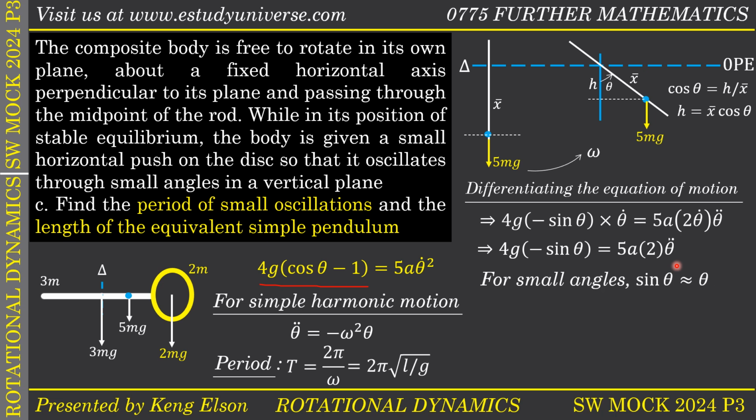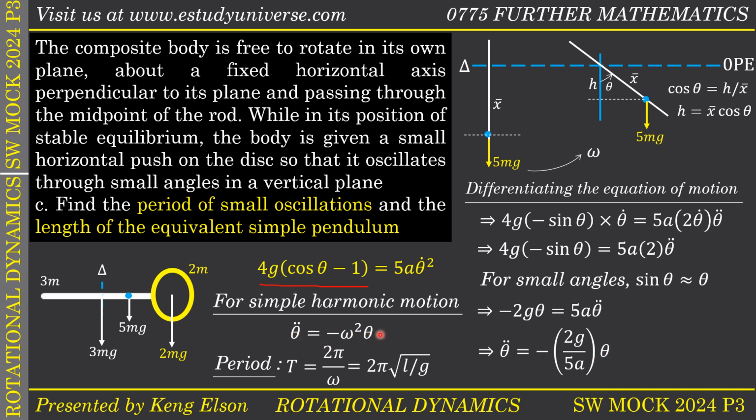Now remember that we are dealing with small angles because theta is a very small angle according to what the equation says, and for small angles sine theta will always approximate to theta. I believe even math students know this. So for small angles, sine theta approximates to theta, and I just need to replace sine theta here with theta. I can even divide both sides by 2, so that 4 on 2 gives me 2, but it's negative, so we have negative 2g times theta equal to 5a theta dot dot. So at the end of the day, theta dot dot is negative 2g on 5a times theta.